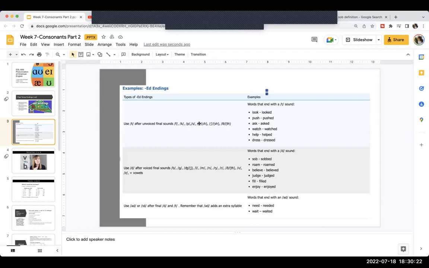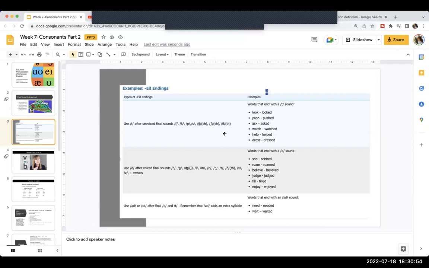The only ones you have to worry about looking different are these ones, the ch and the sh. These are the only ones that you have to worry about looking different. So when you see watched, the watched sound, watched, it's a T because there's no vibration. So you don't memorize the verbs that you see. You memorize the letters that make these sounds.